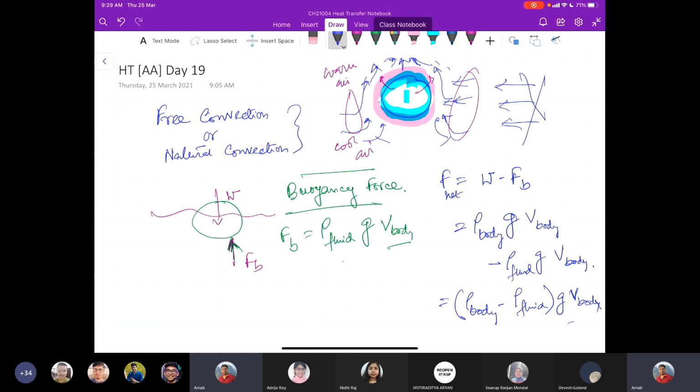Therefore, the body or the object that is immersed in a fluid will actually experience some weight loss. And that is the Archimedes principle, that the weight loss would be equal to the weight of the fluid that it displaces. Fine? Any question?